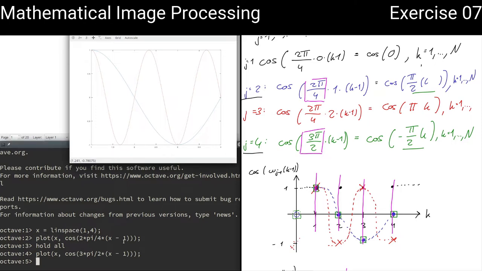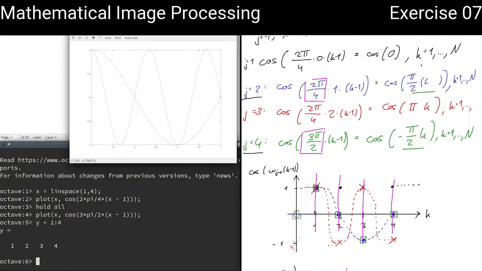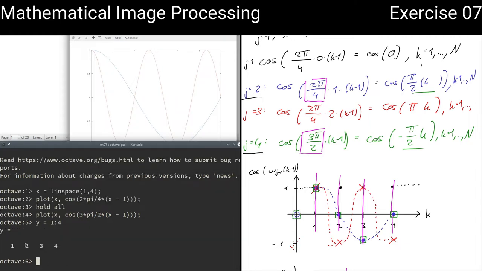And now we take a look again at the points where both signals coincide, which are the points 1, 2, 3, and 4. And I plot also those. And then I'm going to mark them with a circle for you so we can see it a little bit better.